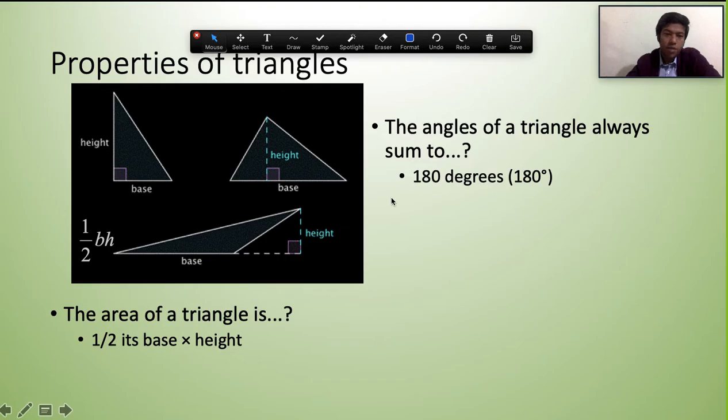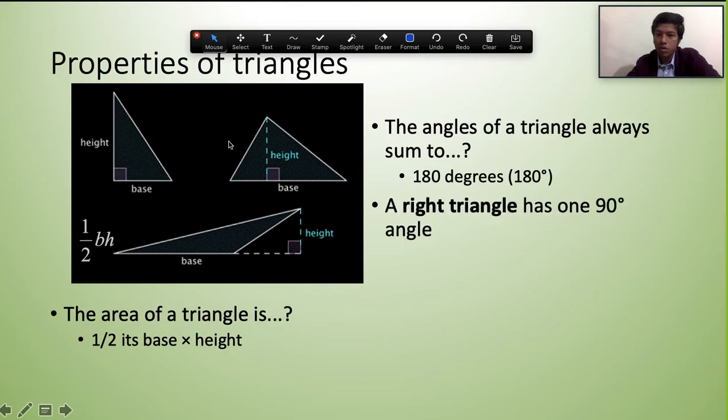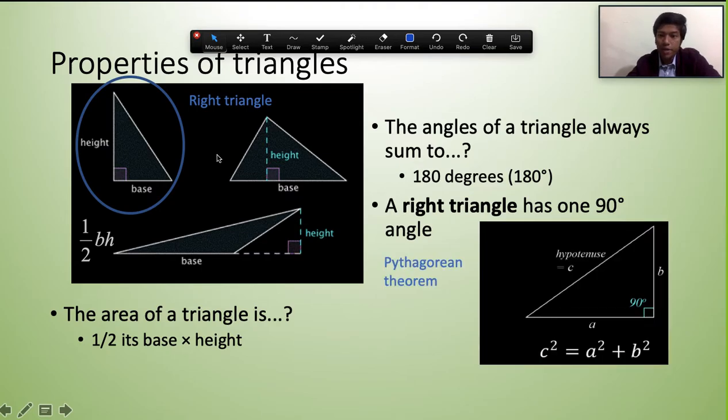Yeah, so the total sum of all the angles of a triangle. We will just talk about this. If you add all the angles inside a triangle, it will always make 180 degrees. And right angle means this one angle is always 90 degrees. One angle has to be 90 degrees to become a right angle.